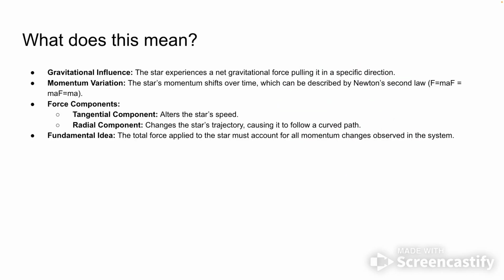So what does this mean? Let's break this down into what this tells us about motion and forces. First, we see that every object in our system is influenced by gravitational forces. We also see that momentum changes over time following Newton's second law. The parallel force component alters an object's speed, while the perpendicular component curves its trajectory. The key takeaway is that accurate force calculations are essential for predicting motion in any gravitational system.